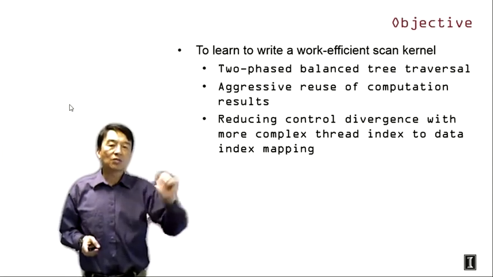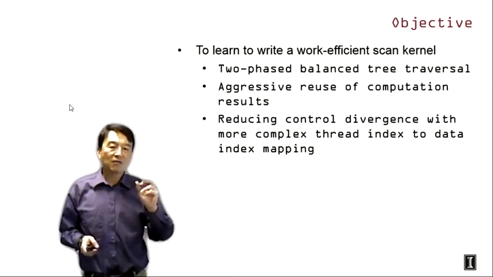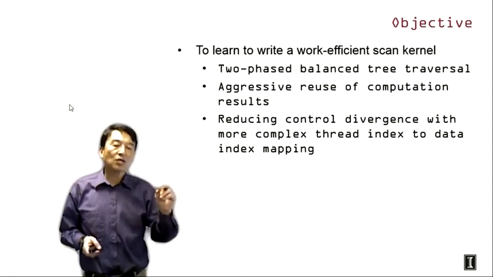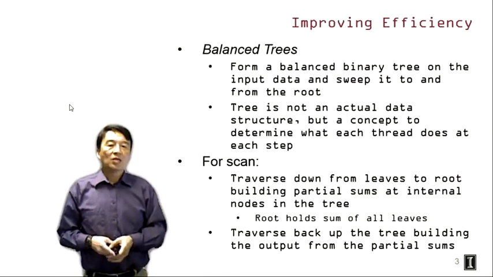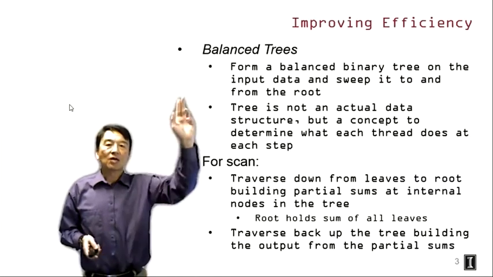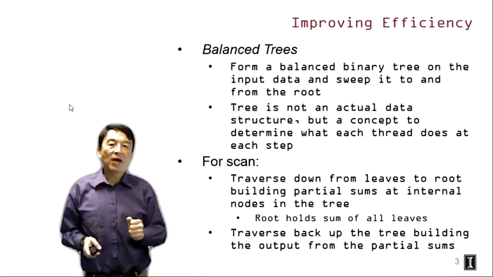And also, we're going to be using a fairly sophisticated thread index to data index mapping to reduce the control divergence. And this mapping is going to be more sophisticated and complex than the approach that we introduced in the reduction tree lecture. And I'm going to go over why and how we can do this kind of trade-off. To improve efficiency, we're going to use the concept of balanced trees.